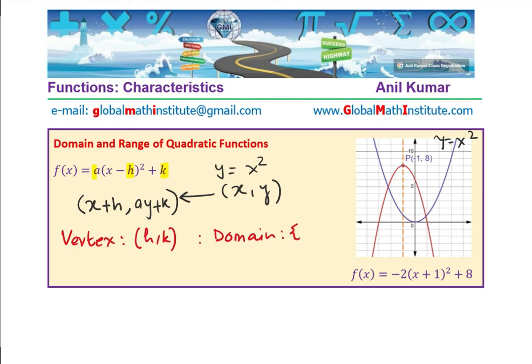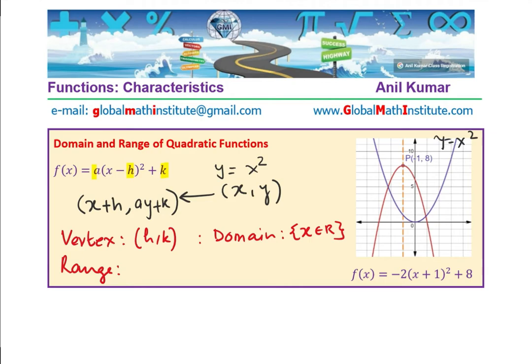No problems. So we can write x belongs to real numbers blindly for such general quadratic functions where no restriction is given in the question itself. Perfect. Now, let's look into the range. Range is tricky. For range, we have to see what is the value of a.